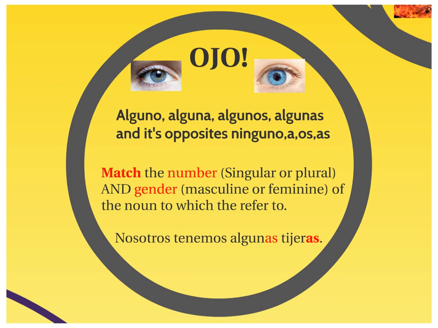Okay, please, ojo means pay attention. Ojo, pay attention. Alguno, alguna, algunos, algunas, and its opposites match the number, singular or plural, and the gender, masculine or feminine, of the noun to which they refer. So nosotros tenemos algunas tijeras. We have some scissors. Okay? It's really important that you know that tijeras with an AS, algunas also has to match. I wouldn't say nosotros tenemos algunos tijeras because this is feminine and plural. This also has to be the same.